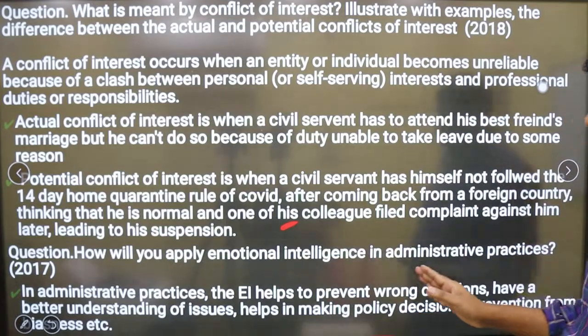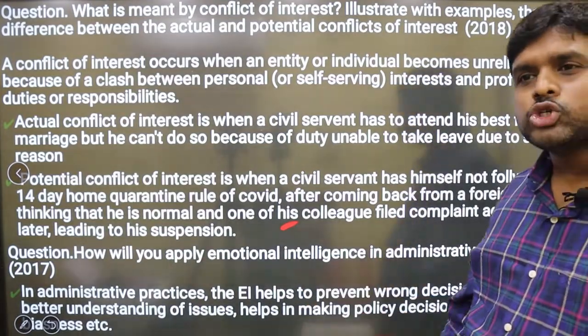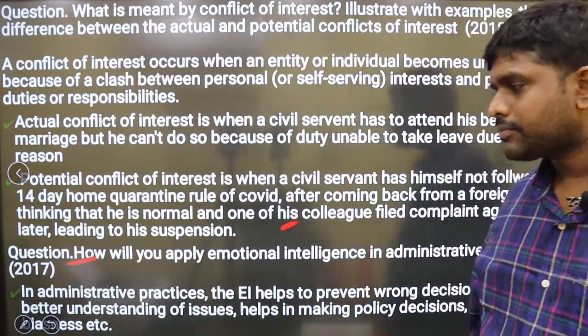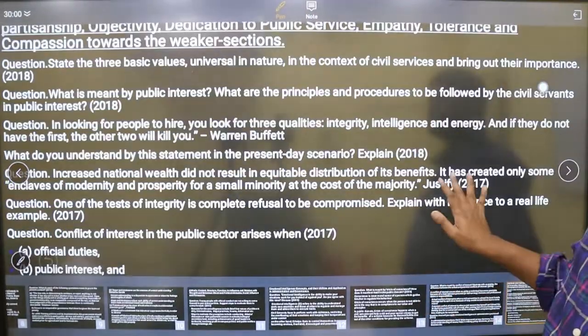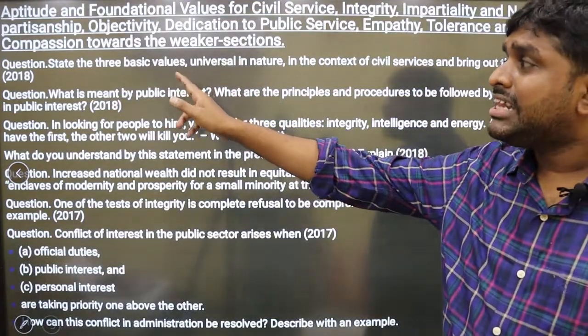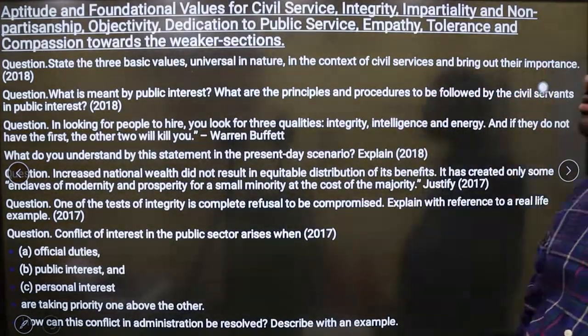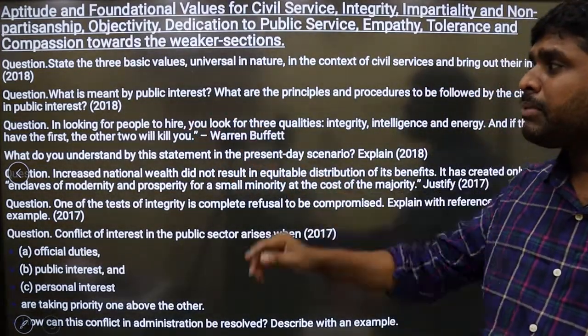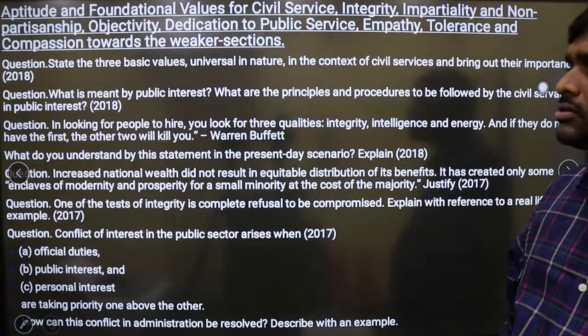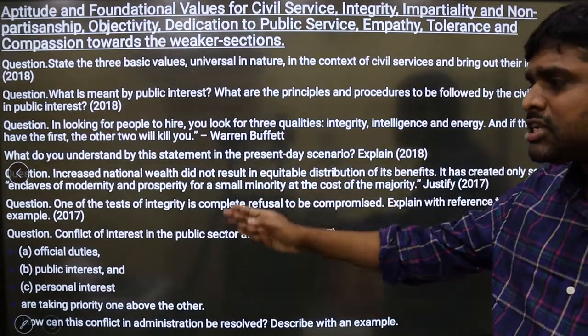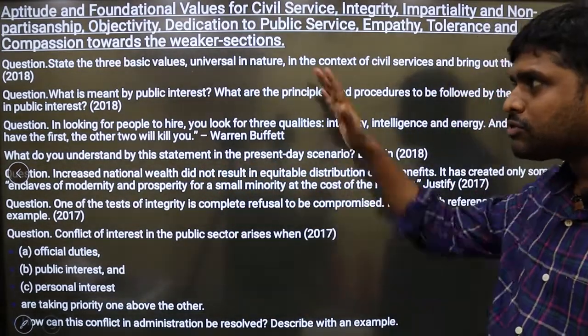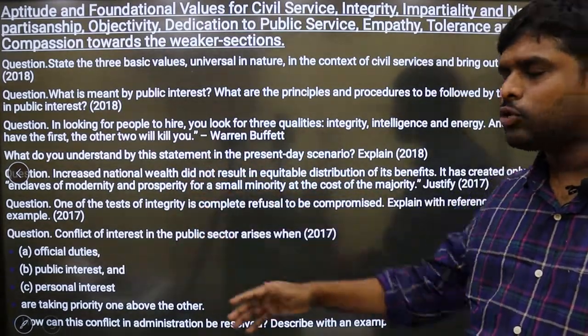How will you apply emotional intelligence in administrative practice? Emotional intelligence, 2017 question. State the three basic values universal in nature in the context of civil service and bring out their importance. Question: what is meant by public interest? What are the principles and procedures? What do you understand by the statements? Such types of questions are there. So 2018, 2019, 2017 question papers.